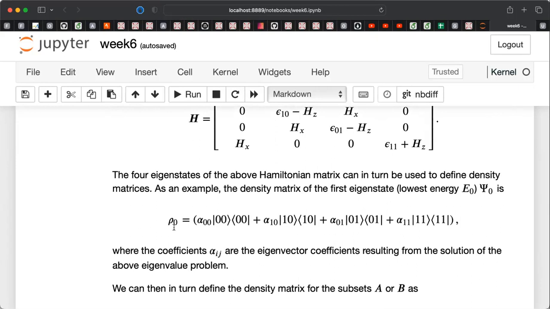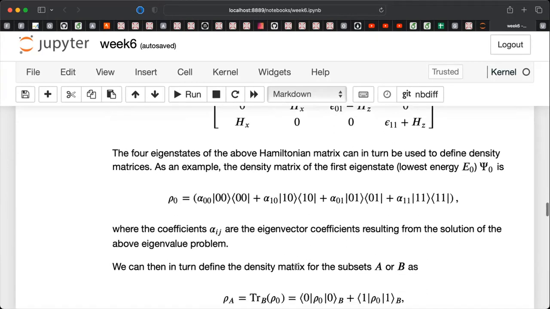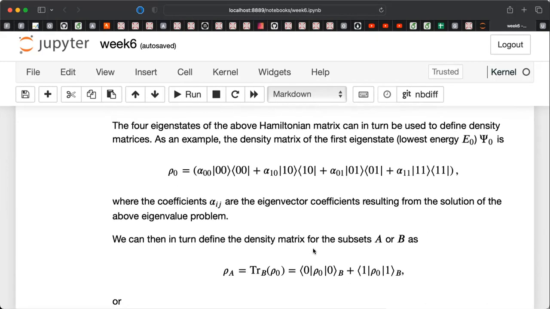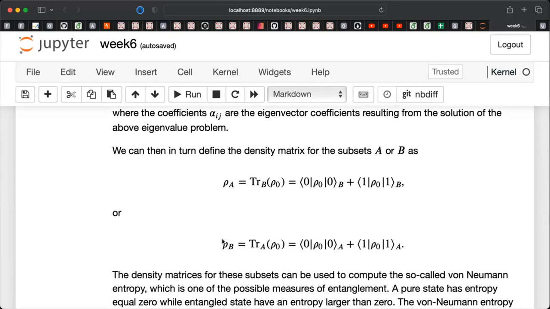So what I'm going to look at, as I said in the handwritten notes, is a density matrix which is now given by the first eigenstate, the one with the lowest energy. And we label this as psi 0. That's simply given by the linear combination, where alpha 0,0, alpha 1,0, etc., are the eigenvectors resulting from the diagonalization. They are normally called the eigenvector coefficients. And then we can set up the density matrix for the subsets, A or B. So we are tracing out B, which is now given by this specific density matrix plus this one. Or we can trace out to get the density matrix for the marginal state B.